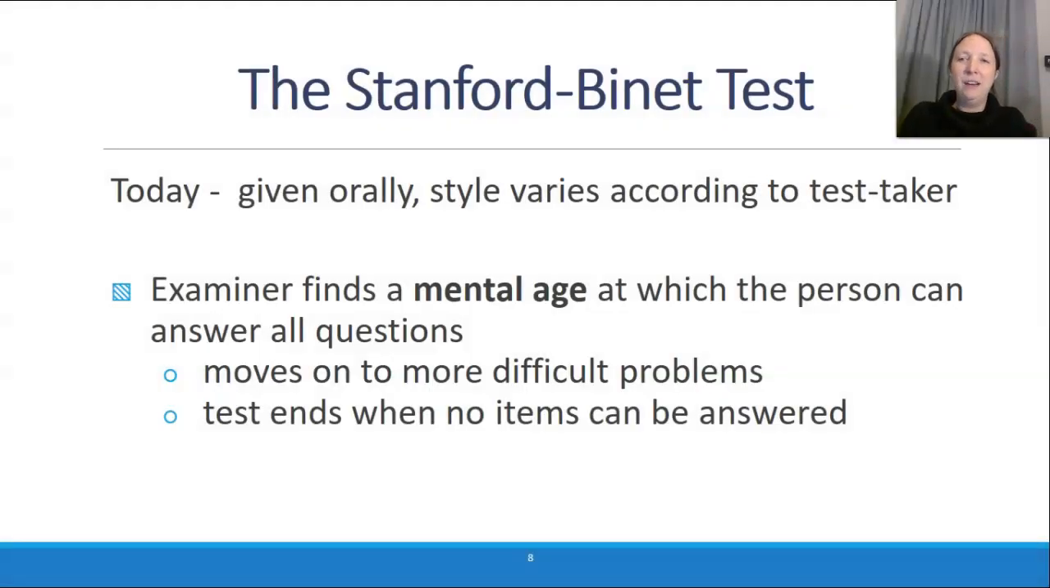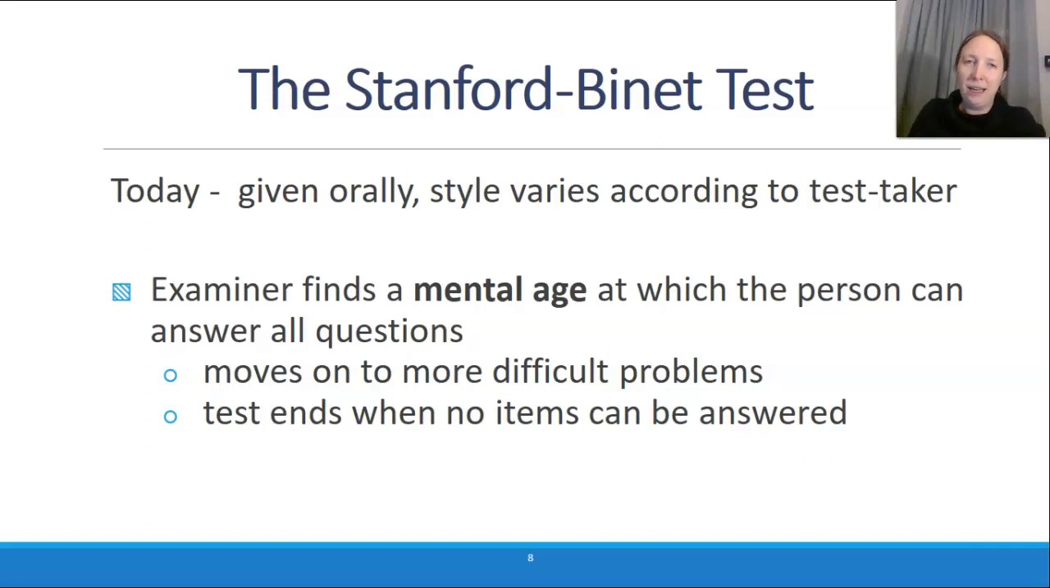In today's Stanford-Binet test, it is given orally, and the style varies according to the test taker, whether you're a child or an adult. If you're a child, you are asked to copy some figures or solve everyday problems. If you are an adult, you are asked to solve analogies, explain proverbs, or find a similarity amongst what seem like random sets of words.